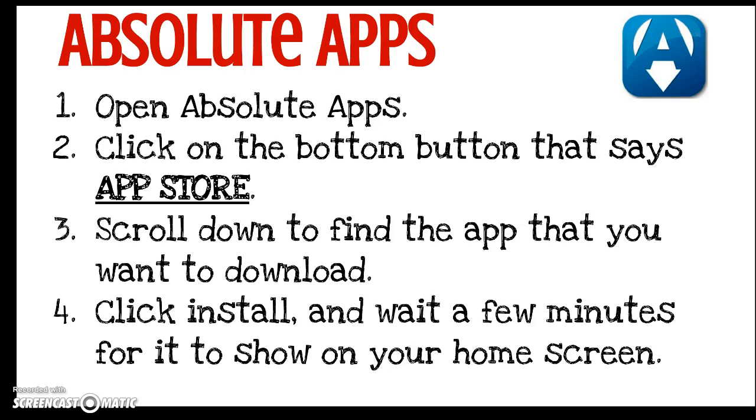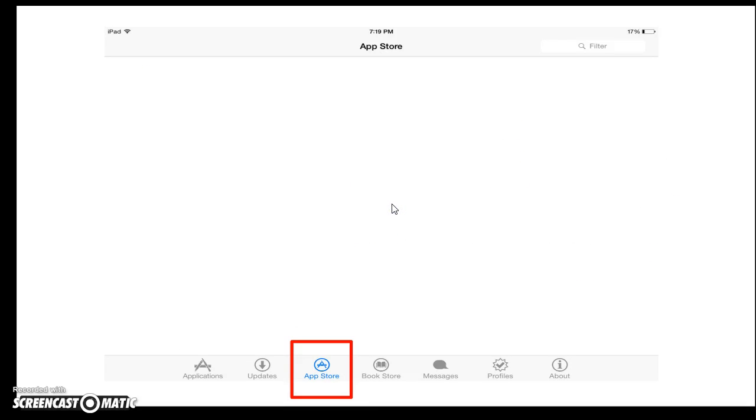So you're going to open Absolute Apps first. The icon looks like this. On the bottom row, one of the buttons says App Store. Again, this is the school-protected app store, so it's okay to open. You're going to scroll down to find the app you want to download. It's in alphabetical order, and then you click to install. You may have to wait a few minutes for it to show on your home screen.